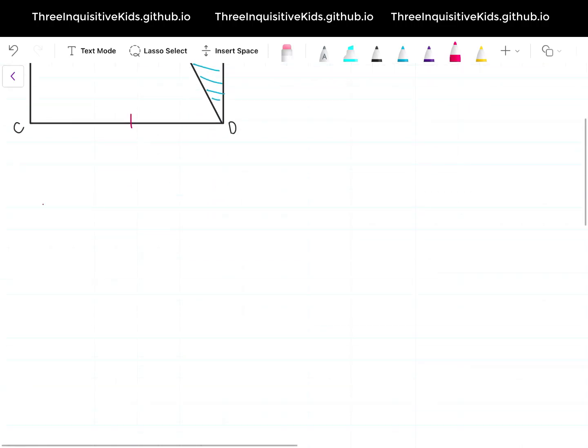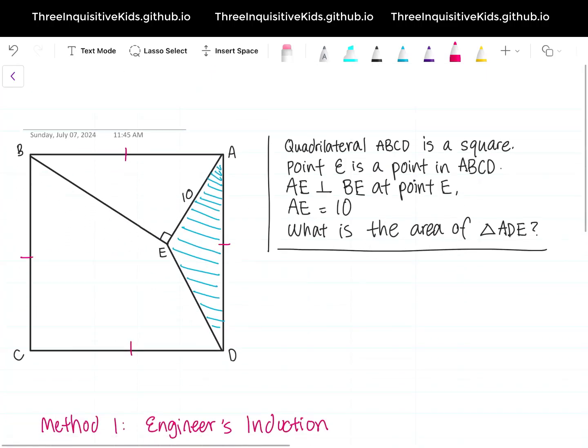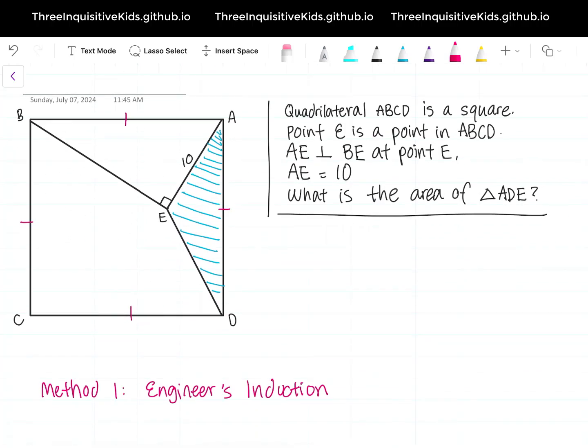The first method incorporates something called engineer's induction. So what is engineer's induction? Well, it's a way of thinking when solving complicated math problems, especially geometric problems. It's basically when you're given a set of conditions, but the conditions have a little bit of flexibility so that you can take it and solve the problem under a special condition.